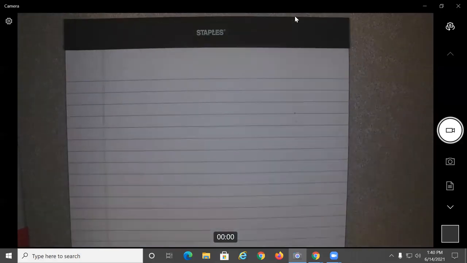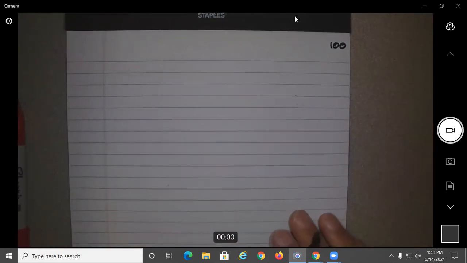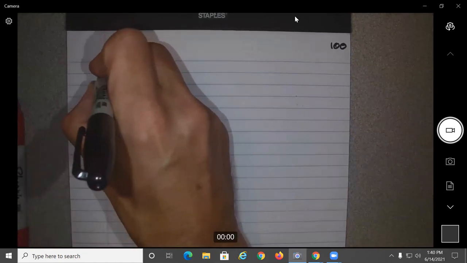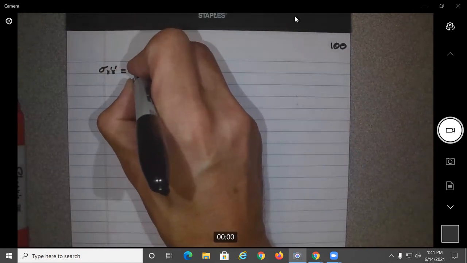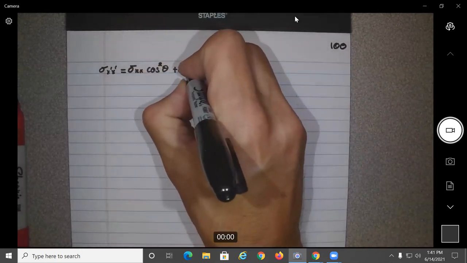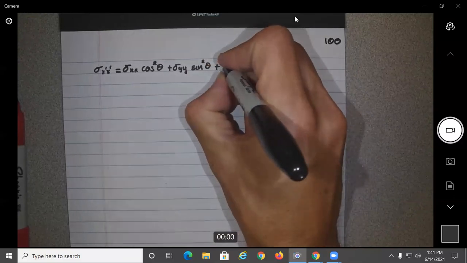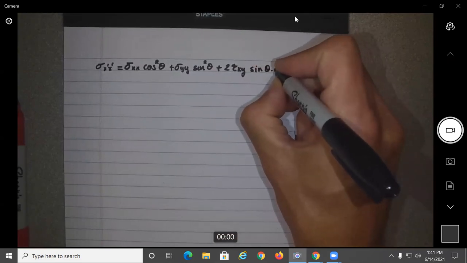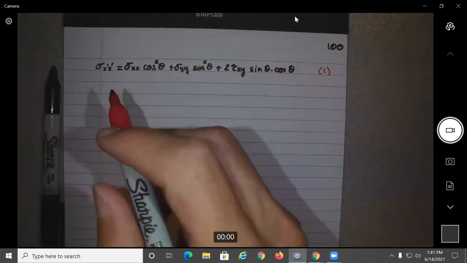So it's not complicated, it's just tedious, but if you do summation of forces on the X, summation of forces on the Y, you're gonna get two relations. You get that sigma X prime will be equal to sigma xx cosine squared theta plus sigma yy sine squared theta plus 2 times tau xy sine theta cos theta. And let's call this equation here 1 in case we need it.